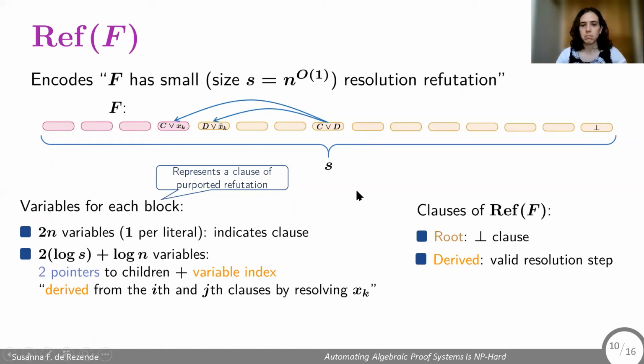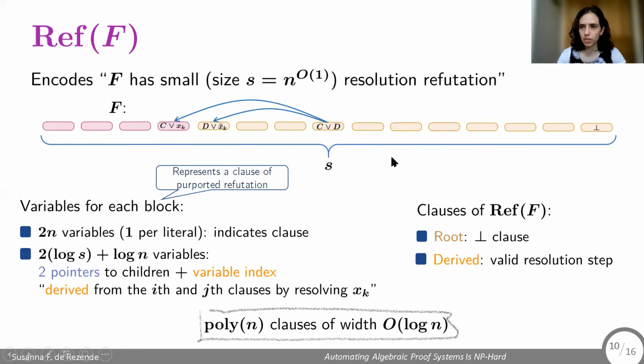Now note that this can be done in polynomial time. In particular, we'll only have a polynomial number of clauses, and the width of these clauses is going to be rather small, just O of log n, because S is polynomial in n.